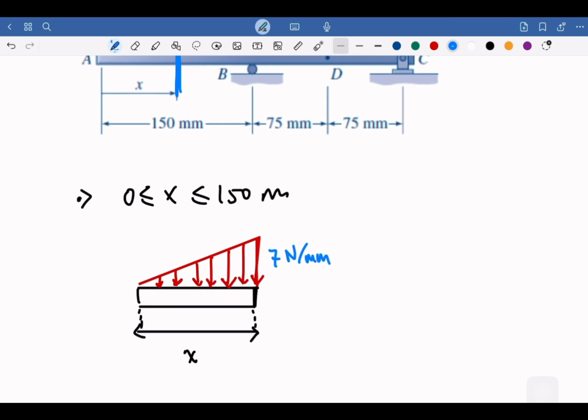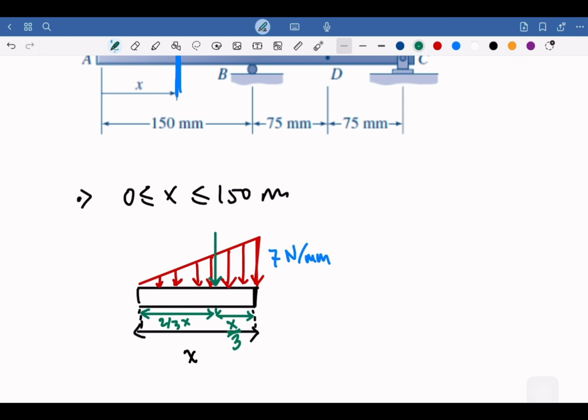And then we could write the resultants. Remember, if the triangle is your resultant, then the distance will be this distance. This will be x over 3, and this will be 2 over 3 x, the distance. It's always 1 over 3 and 2 over 3.